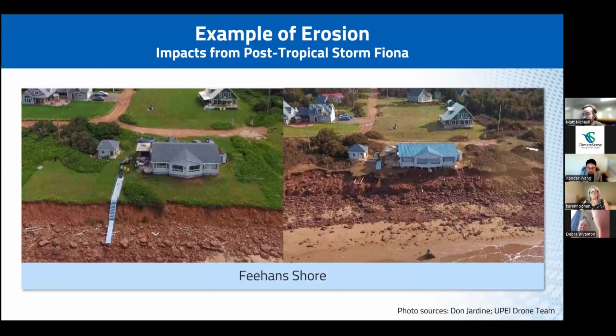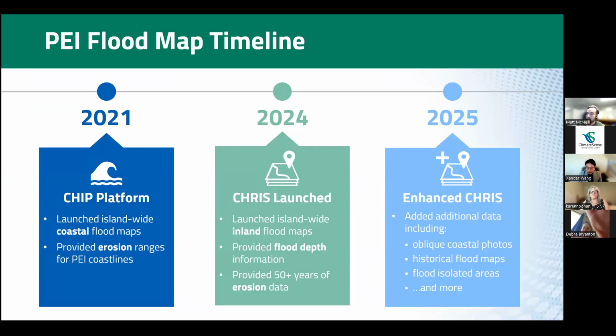So you can see here that it was very significant. And then finally, just before we dive into really what CRIS is, context on timelines. So we have had coastal flood maps on Prince Edward Island since 2021. These were originally launched through a platform called CHIP. And that also included ranges. And then in 2024 is when we launched this CRIS platform.